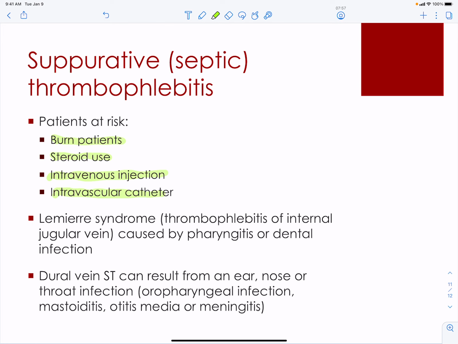Lemierre syndrome is going to be caused by pharyngitis or a dental infection, and it's going to typically present in the jugular vein. Dural vein septic thrombophlebitis is going to be a result from an ear, nose, or throat infection, and oropharyngeal infection or mastoiditis, meningitis type infections will have that.